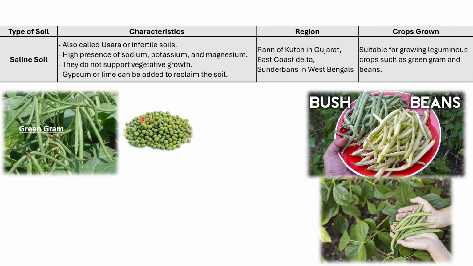Finally, we have the saline soils. They are also known as usar soils, infertile soils, because of high salts, sodium, potassium, magnesium and poor vegetative growth. They can be reclaimed using gypsum or lime. They occur around the Rann of Kutch, East Coast Delta and Sundarbans. Here the crops grown are green grams and beans, which are very hardy, salt-tolerant crops.